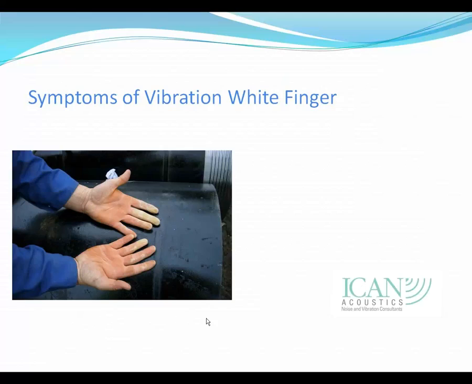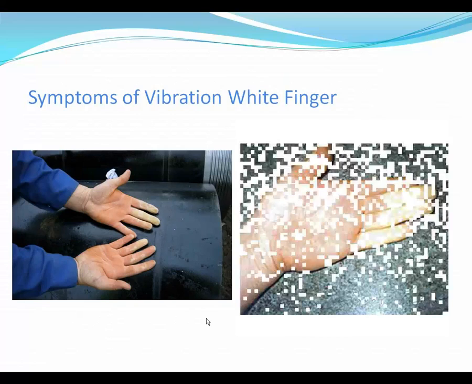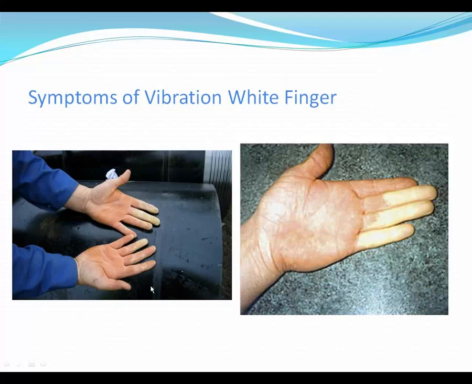This is what I understand to be some of the symptoms of vibration white finger. It's a sort of blanching effect that you'll get on fingers. It's quite obvious in these photographs, but that is what I understand to be an example of vibration white finger.